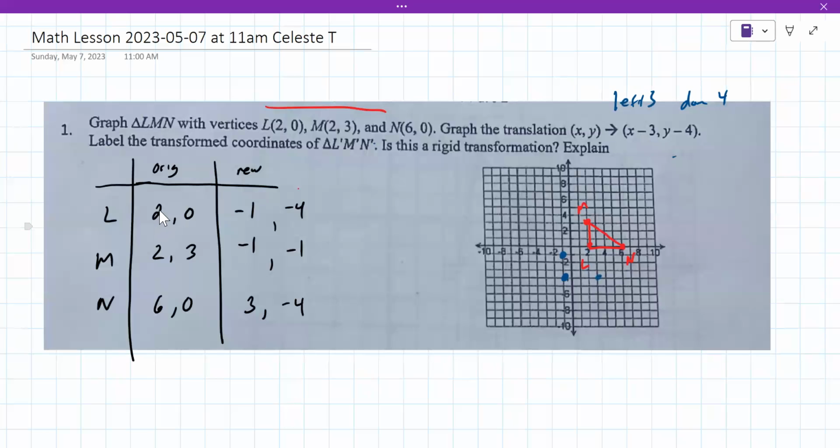So 2 minus 3 is -1, 2 minus 3 is -1, 6 minus 3 is 3. Same thing with the y values, subtracting 4 from each of them. That gives you new ordered pairs. And then the final thing is you're supposed to label them with a tick, a little apostrophe, if you will. L tick, M tick, N tick, like that.